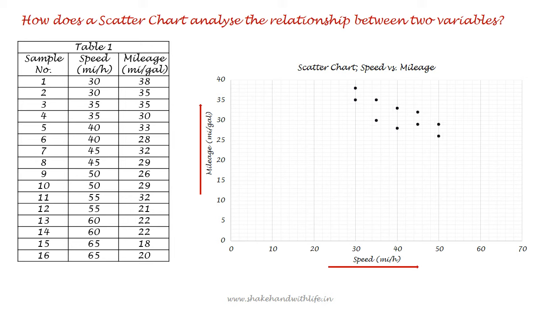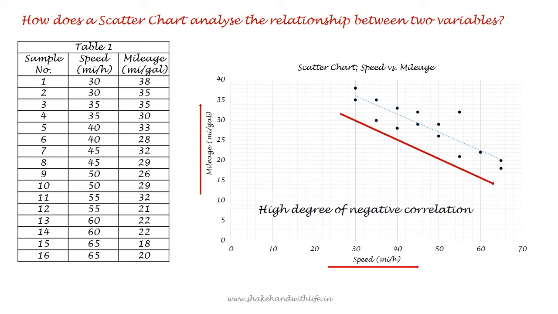Now create the dot plot for mileage against each value of speed and analyze the dot plot. You can see here the dot plot is scattered around the line and moving from left to right in downward direction, hence speed and mileage have high degree of negative correlation. This implies that mileage is decreasing most of the time while increasing the speed of the vehicle. Therefore, one should maintain the speed at an optimum level to get good mileage. This way, scatter chart analyzes how dependent variable is affected by independent variable.